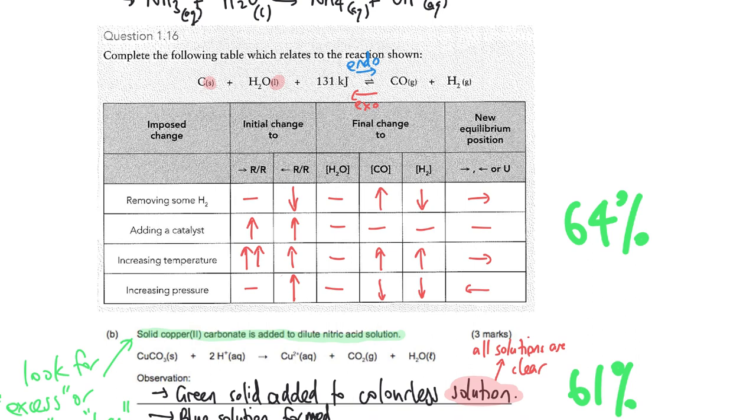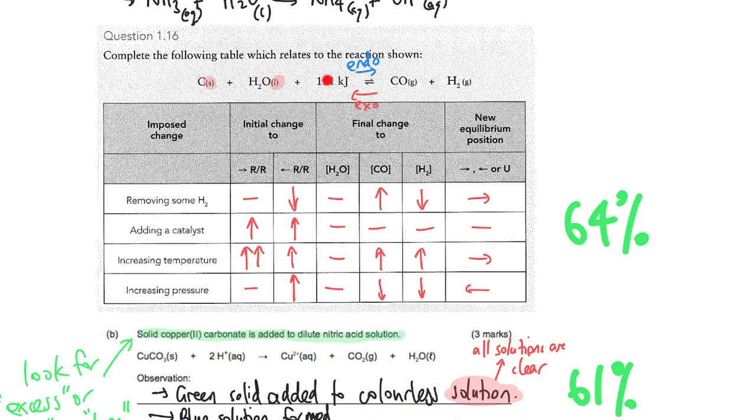Another tricky one was the catalyst, right? You've got to recognize that both rates of reaction will go up, but they'll go up equally. And so the final change to all of their concentrations will be no change whatsoever, because both the forward and reverse rate of reaction will increase by the same amount, and therefore still be at the same equilibrium position, and therefore there's no net forward or net reverse rate of reaction, therefore there's no change to those concentrations, right?